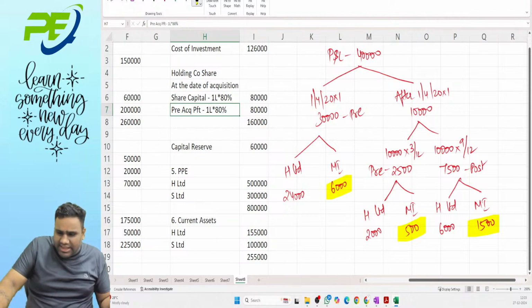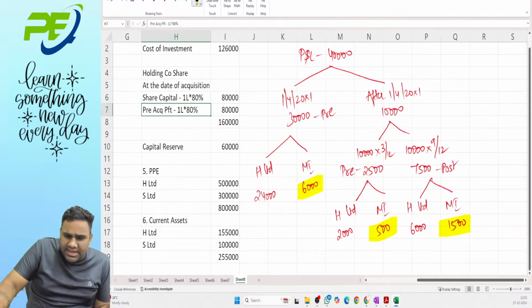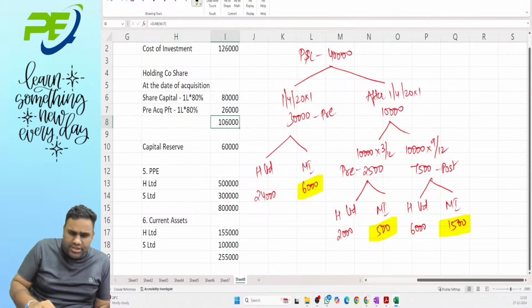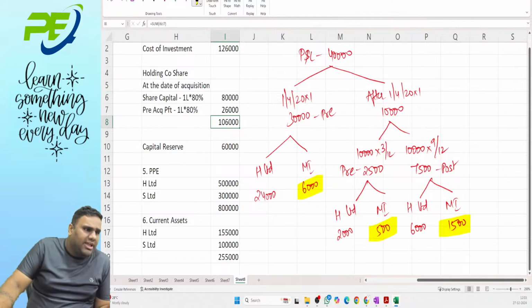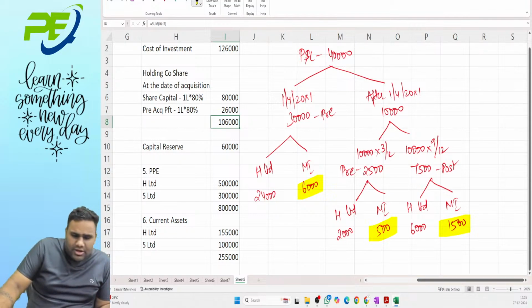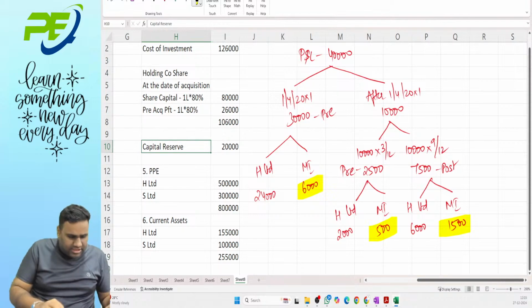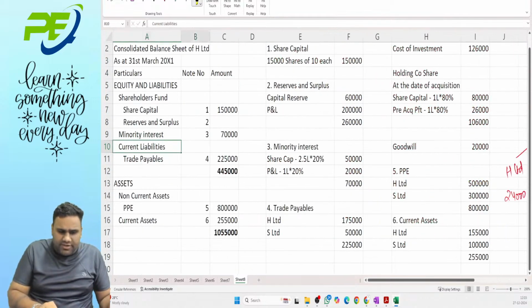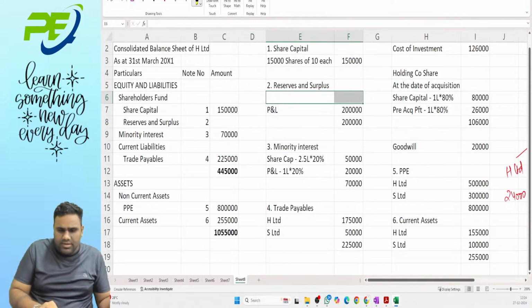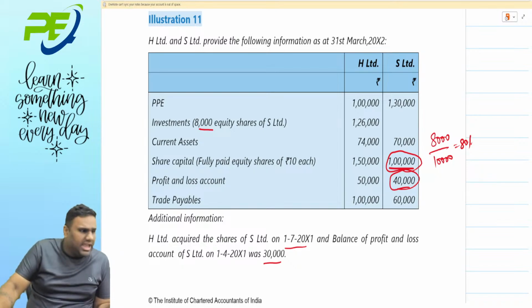Okay, so now I think we are ready with the working notes. Now pre-acquisition profit here 24,000 and here 2,000, 26,000. So total 1,06,000. We have paid extra or we have paid less? How much extra? 20,000. That is perfect. This is goodwill, so capital reserve will not come. Now PNL of holding company.